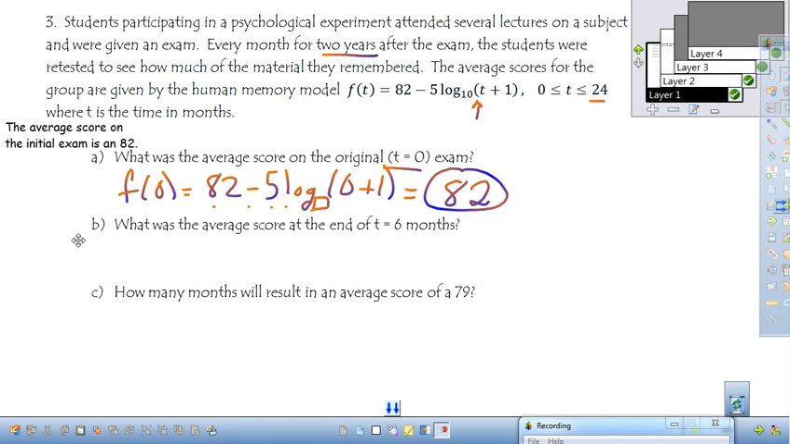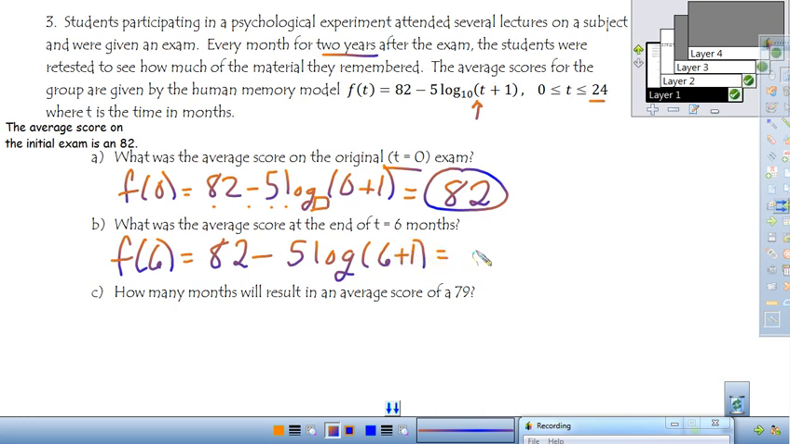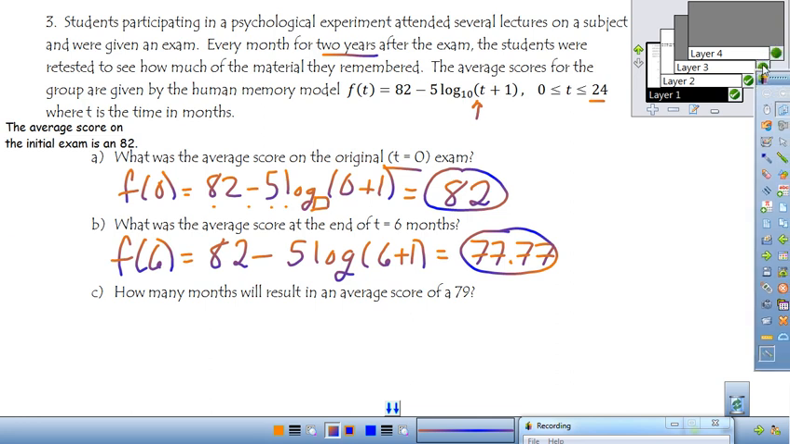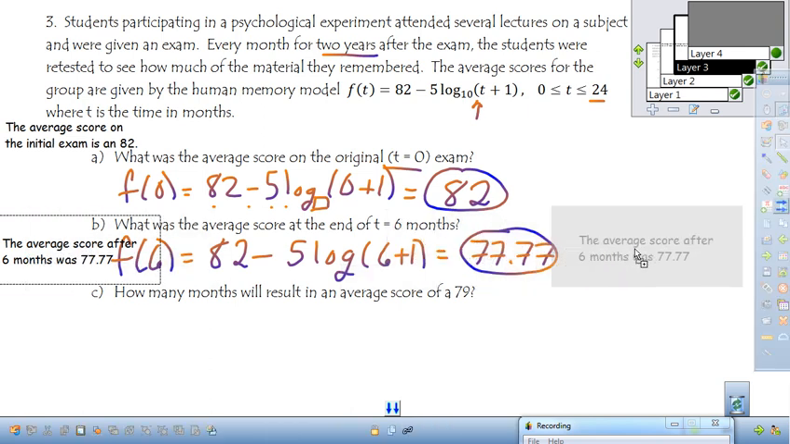Alright, on to this guy. What is the average score at the end of T equals 6 months? Well, then we're just going to plug 6 in. Not a big deal. Substitute it in. 82 minus 5 log base 10 of 6 plus 1. You can just add that and make it 7 in your calculator, and it should give you 77.77. Once again, you should be writing this in a sentence. So, make sure that you do. You should get the average score after 6 months was 77.77.